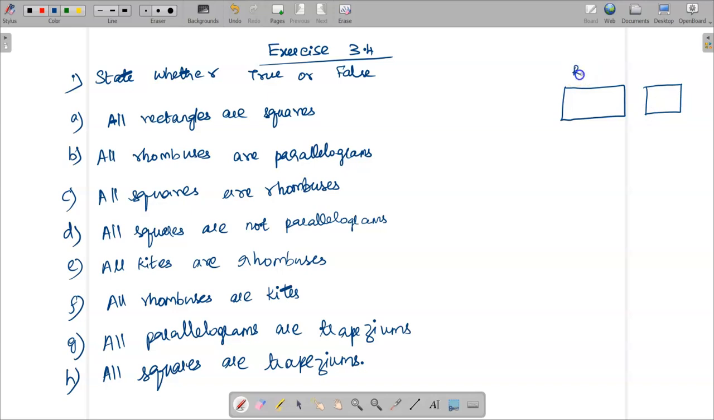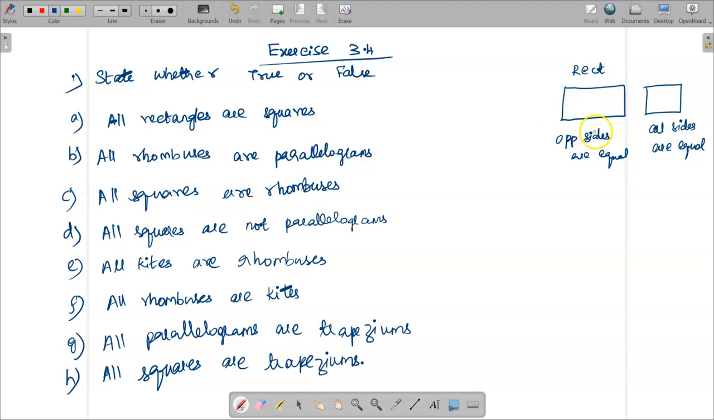So what is the rectangle property? Opposite sides are equal, right? So opposite sides are equal in a rectangle. What about your square? All sides are equal. Okay, so are all rectangles squares?